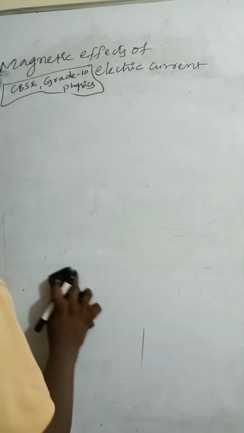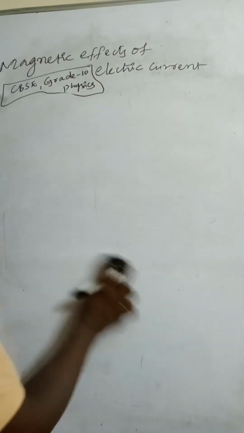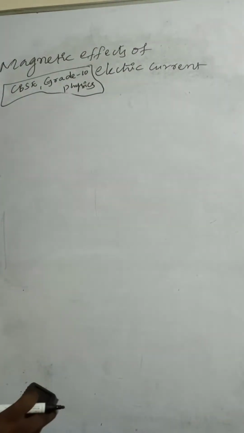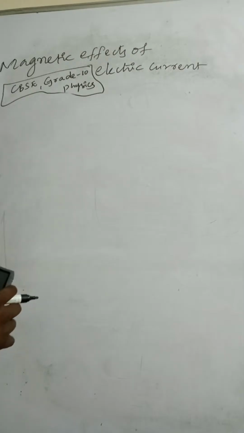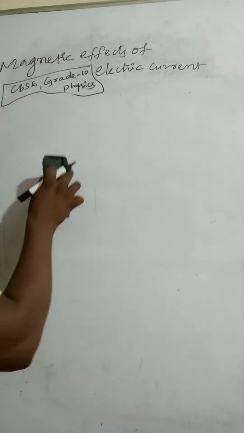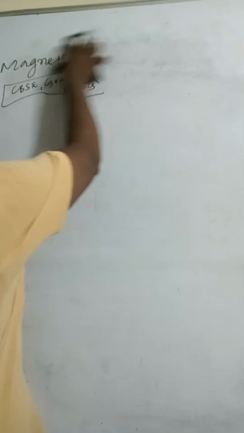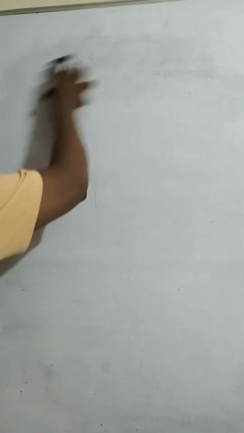Next one, Fleming's left hand rule. Fleming's left hand rule is used to identify the force. Until here, I hope you got it. So a magnet affects electric current. One more topic is a current carrying conductor placed in the magnetic field. By using Fleming's left hand rule, we can identify in which direction the force will act on the conductor.